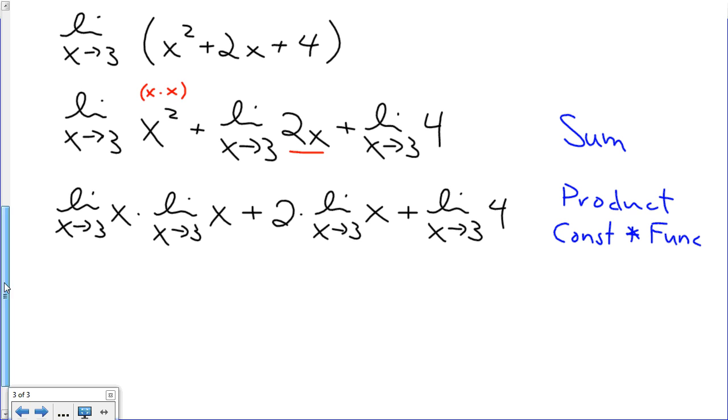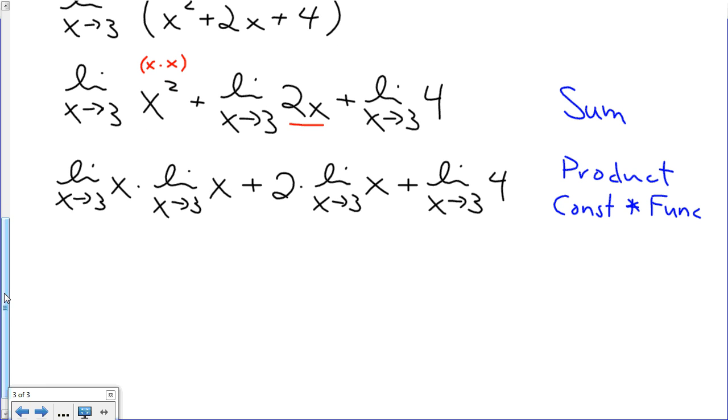And now if you look at what I'm left with, I have the limit of the identity function times the limit of the identity function. Those I know how to evaluate. Those are the last two limit theorems we talked about. Those are the goal. Get them to those two properties. Here in the middle, I've got the limit of the identity function again. I know how to take care of that. And at the very end, I've got the limit of just the constant function. I know how to take care of that. So use those last two properties now.